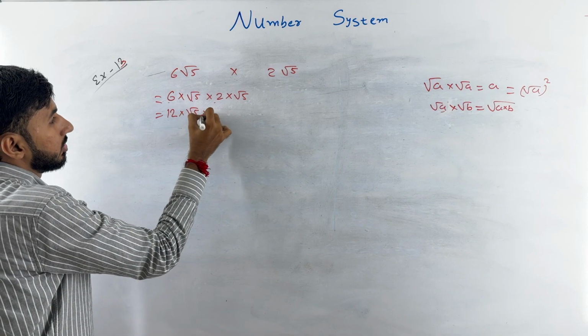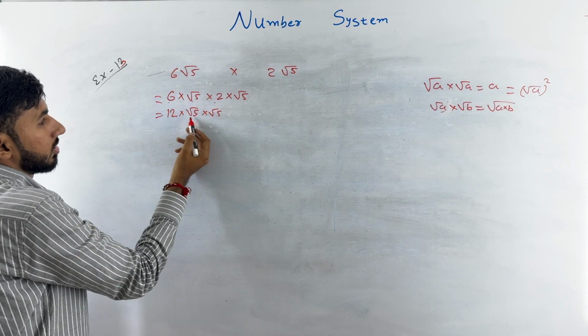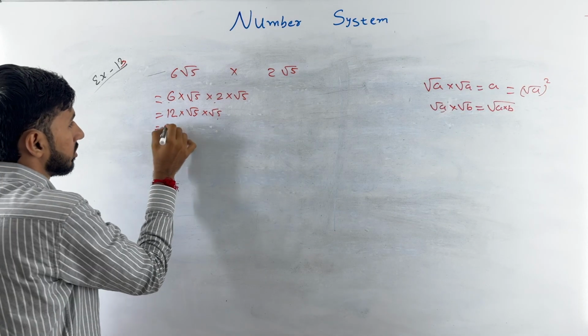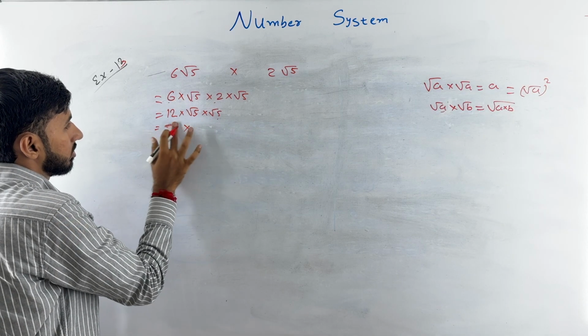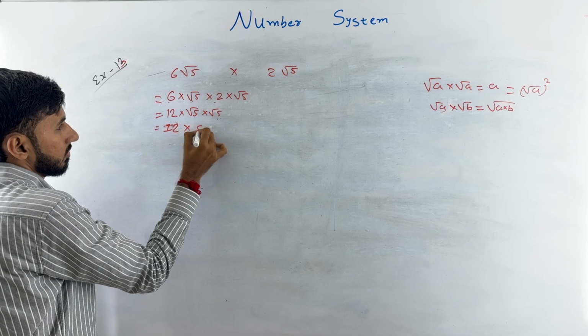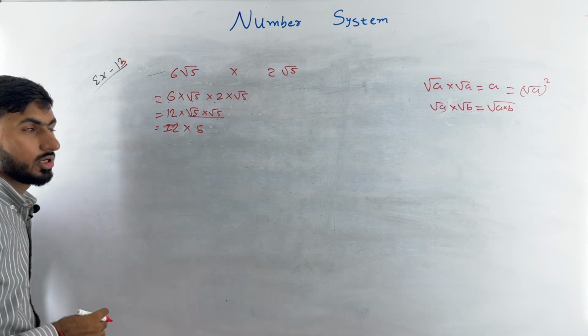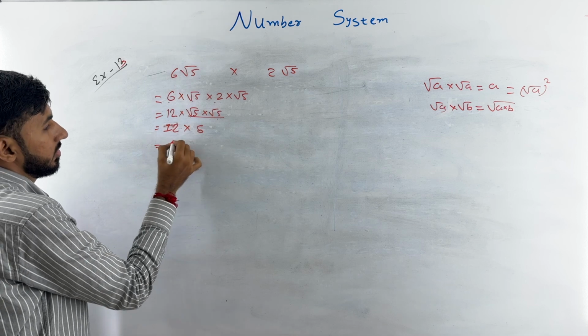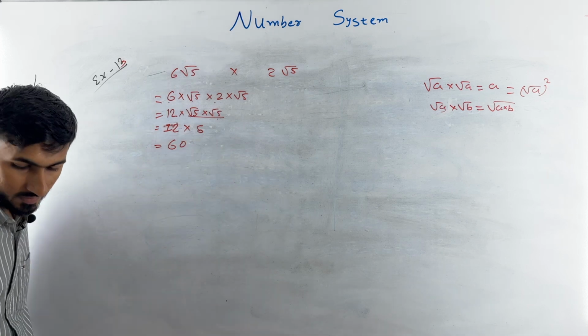Let me write it here. What will be the answer of multiplication of both the same square roots? My answer will be 5. Square root of 5 multiply square root of 5 is 5. So the answer will be 12 fives, that is 60.